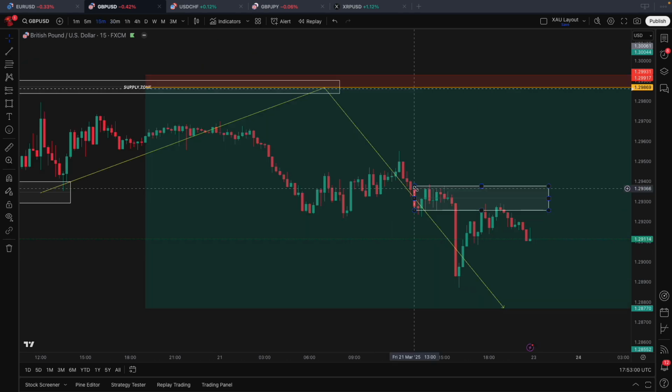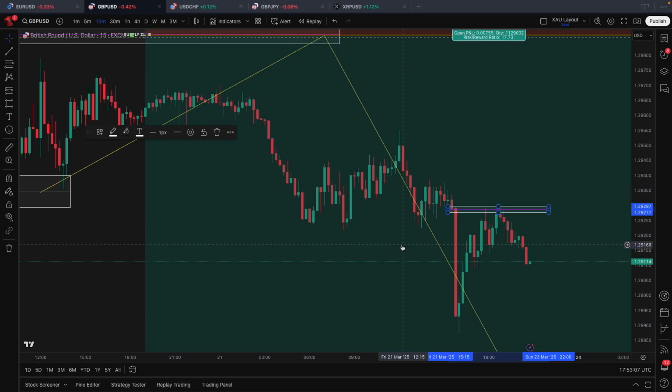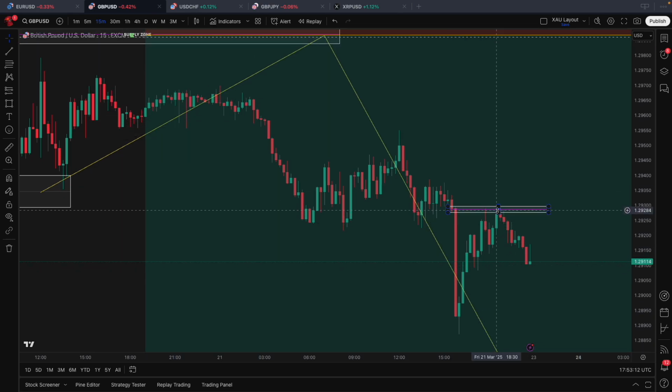Now, as we go down to the 15 minutes, we can refine this order block or this area of interest to this wick to the downside followed by a wick to the upside, and as you can see, price has come to trade into this area perfectly before taking the markets lower.